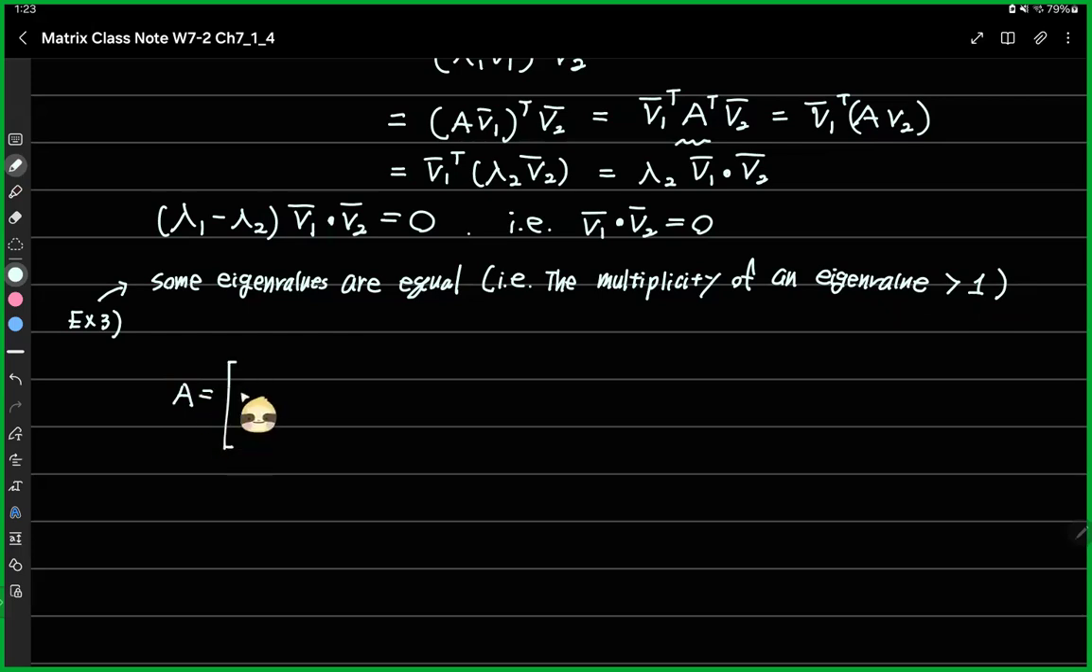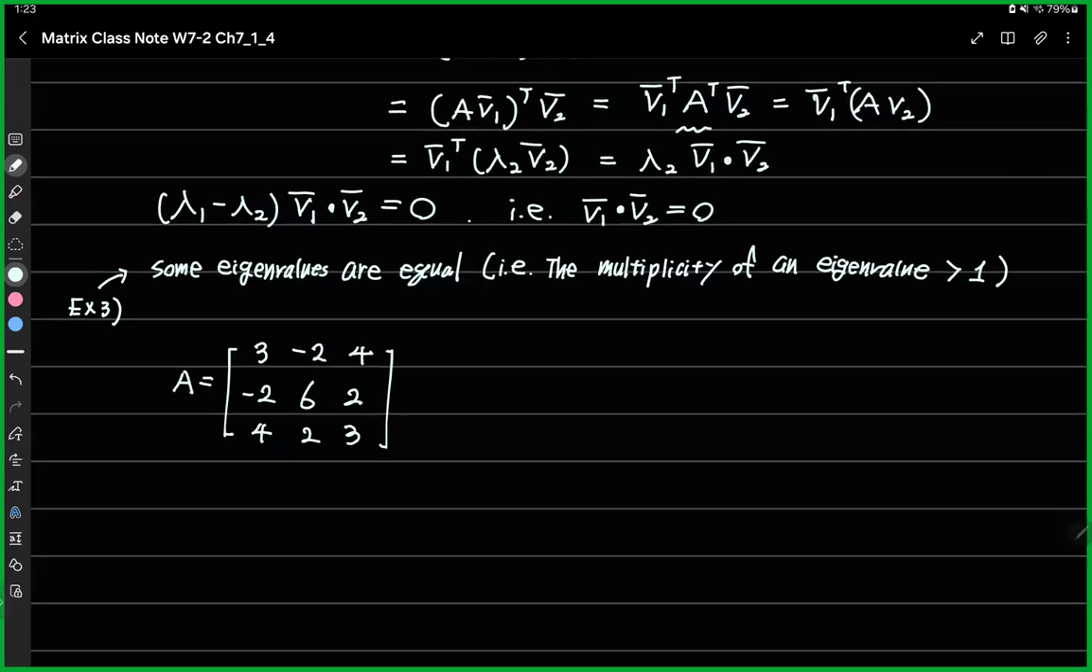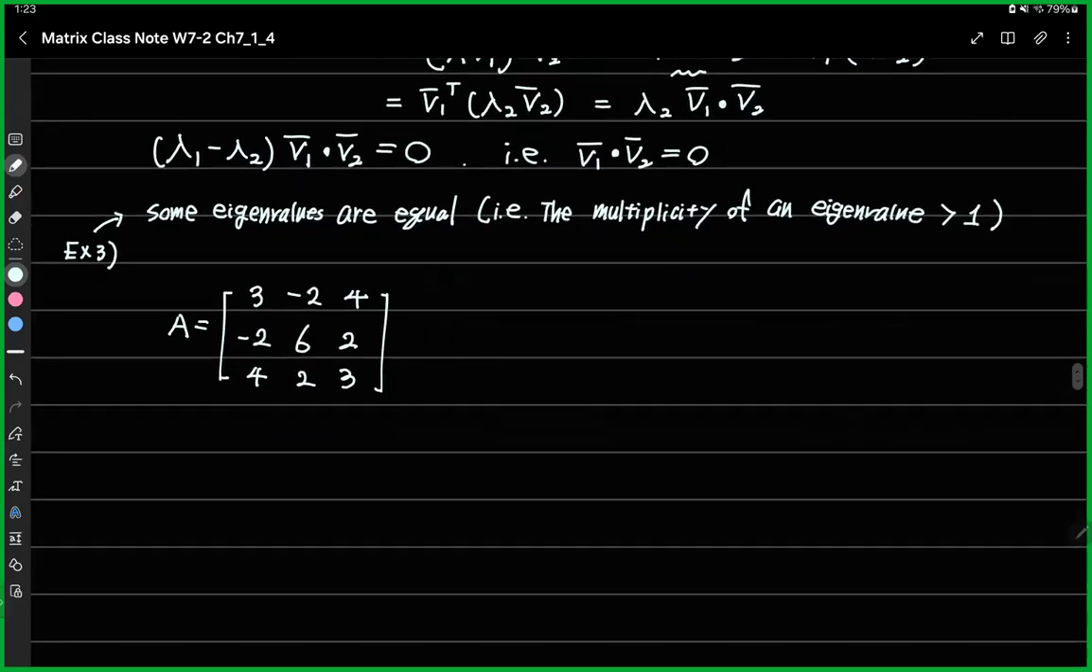The matrix A is given by 3, -2, 4; -2, 6, 2; 4, 2, 3. So we'll find the characteristic equation. Step 1: find the characteristic equation.